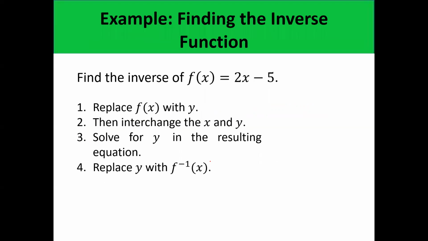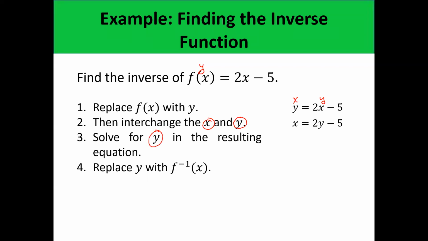So let's have an example. Let's find the inverse of f of x equals 2x minus 5. First, we replace f of x by y, so we write it as y equals 2x minus 5. And then we interchange x and y. So we will replace this by x, and we will replace this by y, which means that we get x equals 2y minus 5.